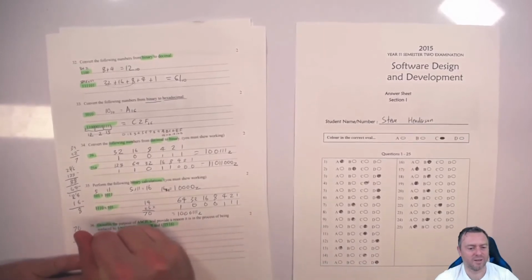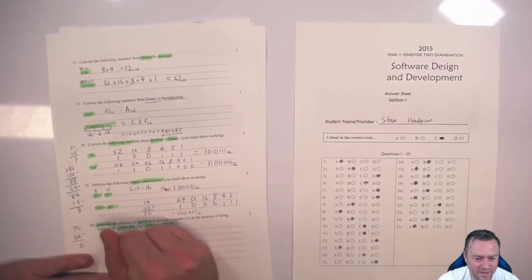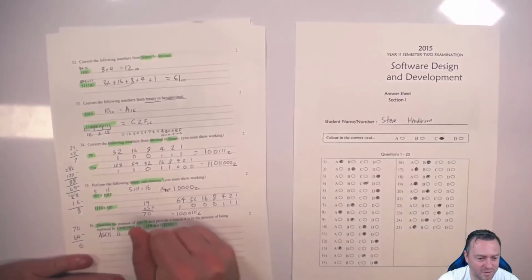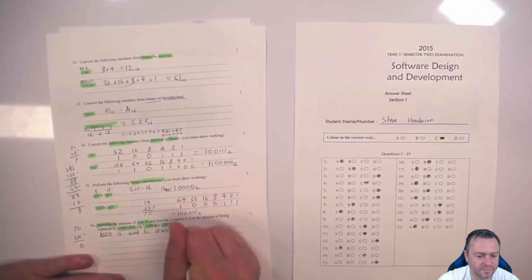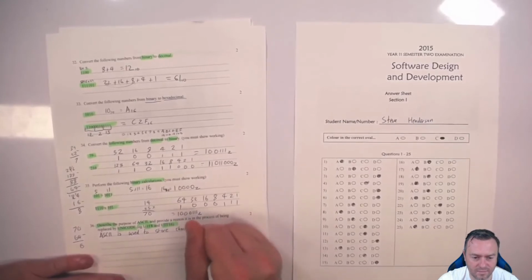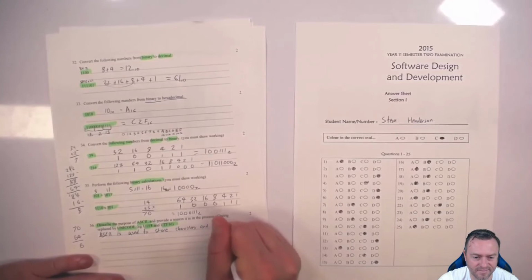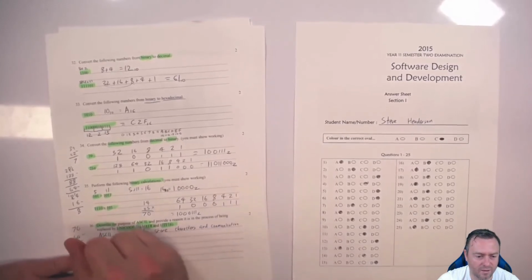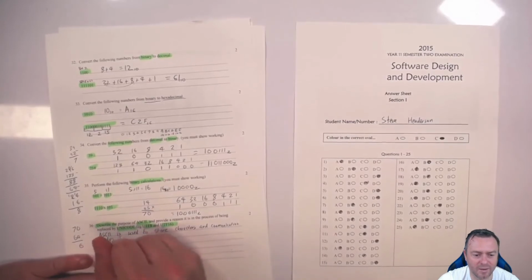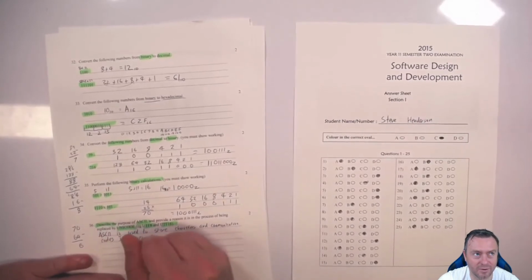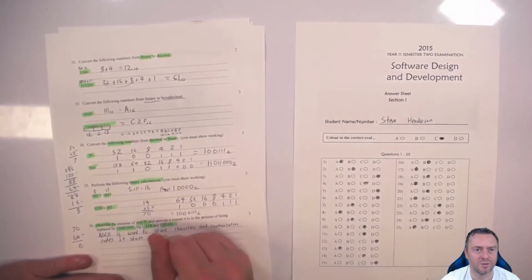Describe the purposes of ASCII and provide the reason it is in the process of being replaced by Unicode with UTF-8 and UTF-16. So ASCII is used to store your characters and communicate the codes. Right, so ASCII is the letters. It's usually only 7 or 8 bit, right? So it's the 0 to 255.